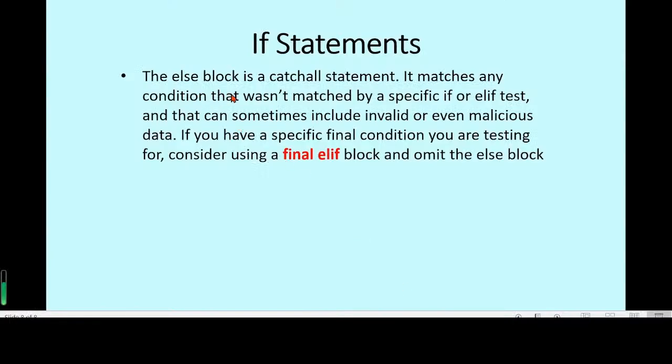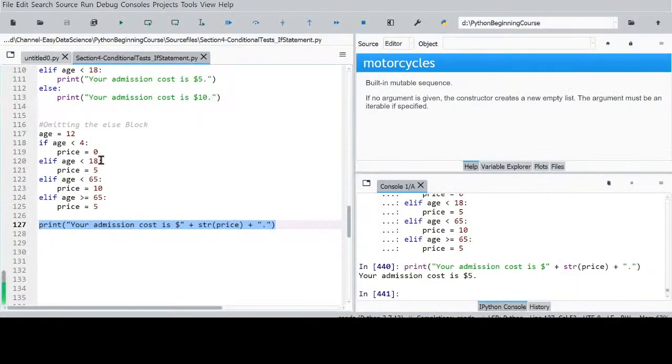And the else block is a catch-all statement. It matches any condition that wasn't matched by a specific if or elif test, and that can sometimes include invalid or even malicious data. So if you have a specific final condition you are testing for, consider using a final elif block and omit the else block. This is what we have seen in this code.